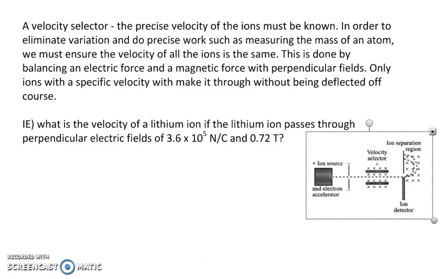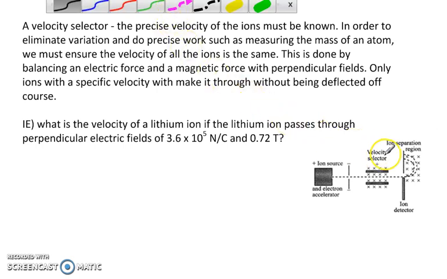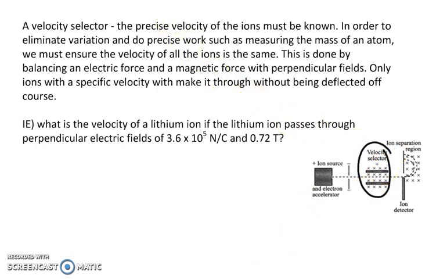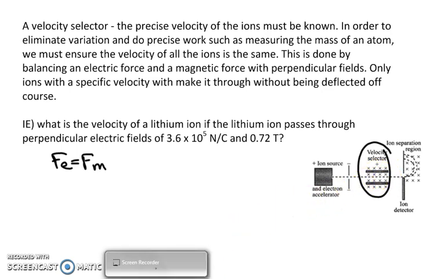Next example is taking a look at the velocity selector. Now, in this particular area, you've got equal electric and magnetic fields. So the electric field and the magnetic field are working equal to each other in order to have this particle go undeflected. Anything moving slightly slower or faster will deflect off path, meaning only those particular things at a particular velocity will make it through.